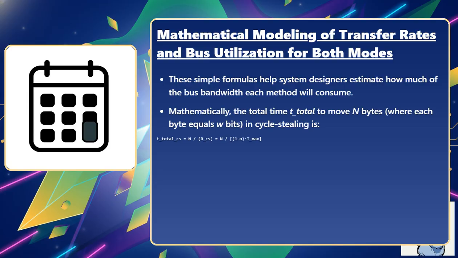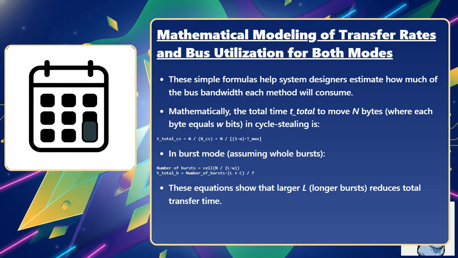Mathematically, the total time T total to move N bytes, where each byte equals W bits, in cycle stealing is T total CS equals N divided by R_CS, equals N divided by ((1 minus alpha) times T max). In burst mode, assuming whole bursts, the number of bursts equals the ceiling of N divided by (L times W). T total B equals the number of bursts times (L plus C) divided by F. These equations show that larger L, longer bursts, reduces total transfer time.